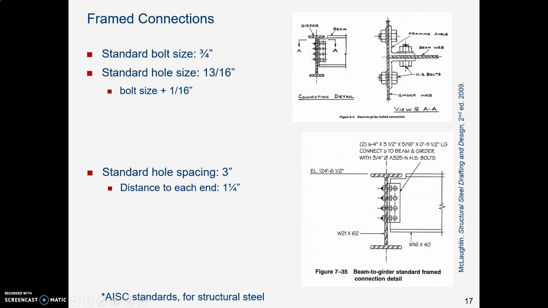That means the fabrication shop can get a punch and punch a whole bunch of holes in a whole bunch of beams real fast. Then these framing angles and the bolt holes they connect to are always 3 inches apart, and it's always 1.25 inches from one bolt hole to each end of the framing angle. So that means your fabrication shop can set up some fixtures and punch holes in framing angles, again, real fast.